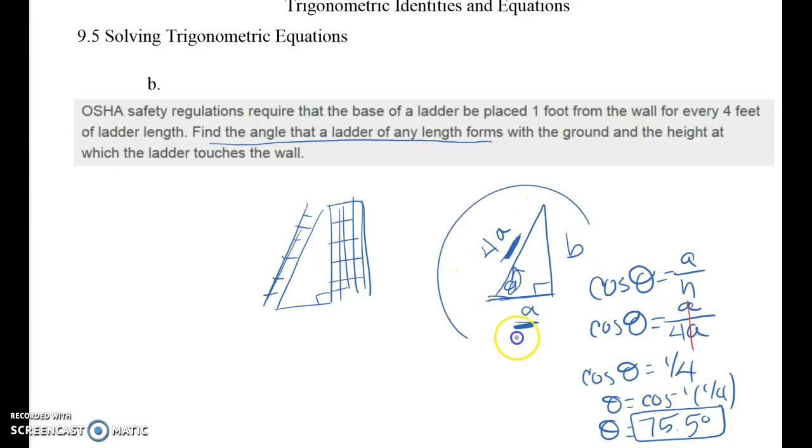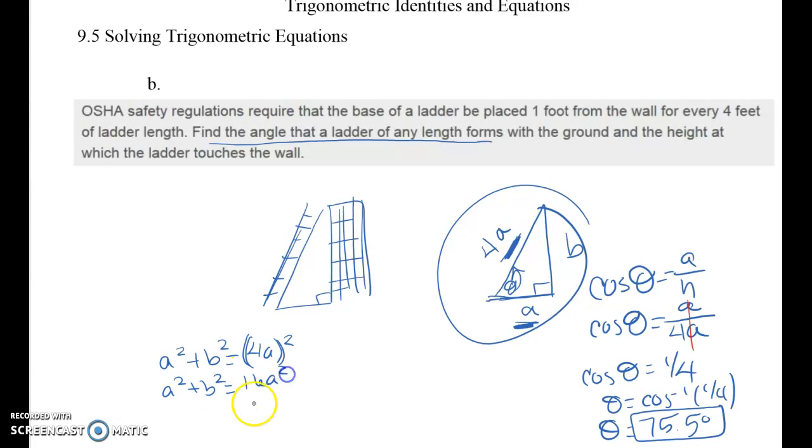Well, that's still a right triangle over here. And so I'm going to say A squared plus B squared is equal to (4A) squared. And just be careful that you do put parentheses around this. A squared plus B squared is equal to 16A squared. Solving for B, I'm trying to find the height at which the ladder touches the wall. So I'm trying to find how far up the wall it is. So I'm going to subtract this A squared over here. And so it gives me the square root of 15A squared. So B is equal to the square root of 15 times A. So once you tell me A, I can figure out the rest of this problem.